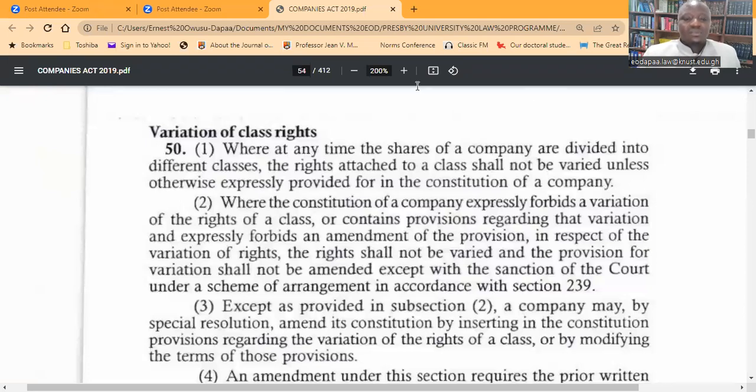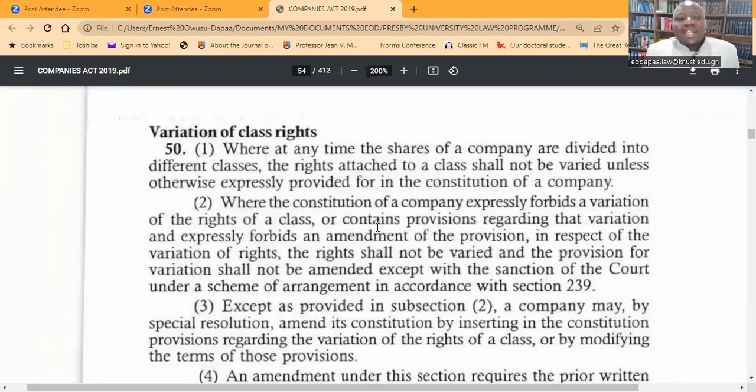30E. If at any time the shares of the company are divided into different classes, the rights attached to a class may be amended in accordance with section 50 or 239, but not otherwise. Good.